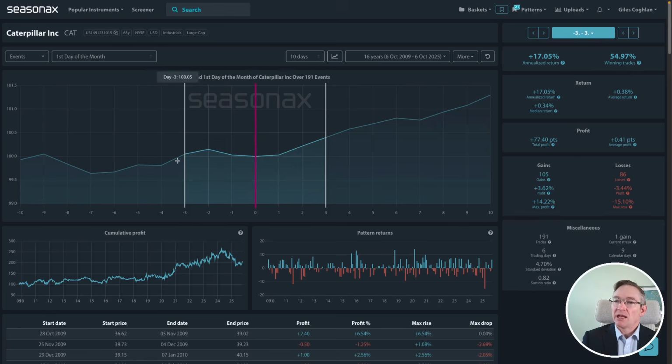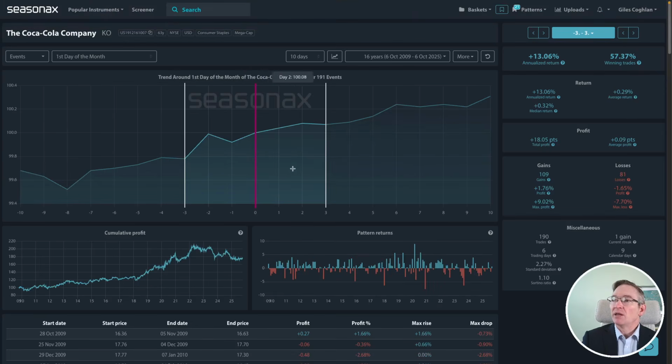You can see here Caterpillar 3 days into and 3 days out of the event got an average return of 0.38%. Similarly, with the Coca-Cola company, we see an average return of 0.29% in the 3 days before and the 3 days out of the turn of the month.